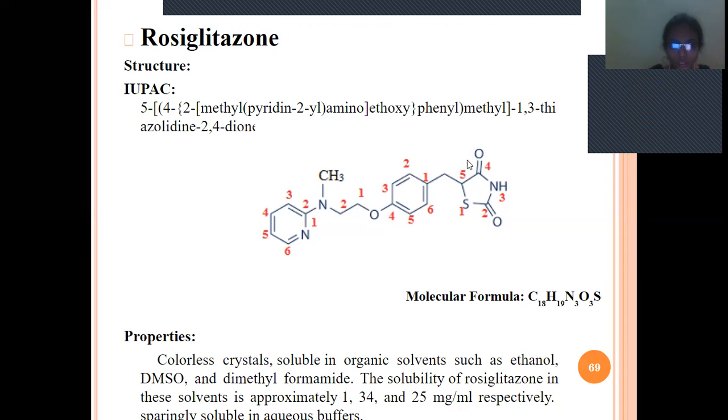If you see the structure here, this is the pyridine structure, and here 2 carbon atoms are there, ethyl, and this is the amino, and the methyl group is here, and here it is the ethoxy, and here the phenyl group, and here one methyl. And this is the structure of thiazolidine. Here thia means sulfur, aza means nitrogen, and 2 oxygen groups are there at the second and fourth positions.